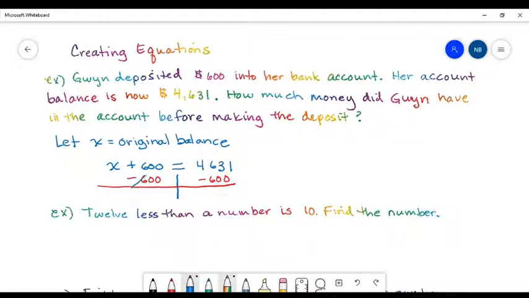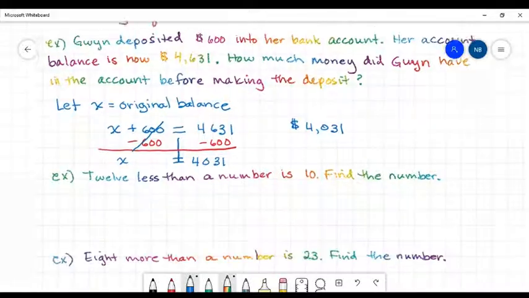Why? Because 600 minus 600 is 0. X is by itself. And 4,631 minus 600 is $4,031. So the original balance in the account was $4,031. Now, some of these problems you can just solve by inspection, by thinking about what actually happens. Our goal, however, is to learn how to translate words into math, so that when the problems are too hard to solve by inspection, we have the skills we need.